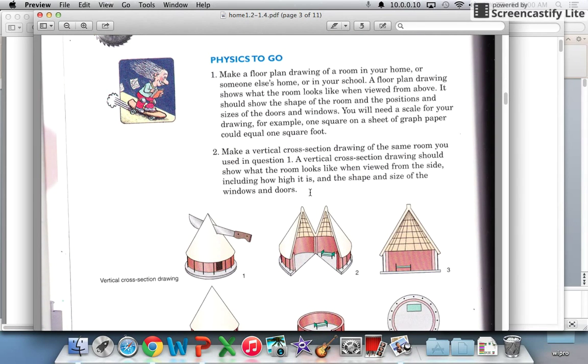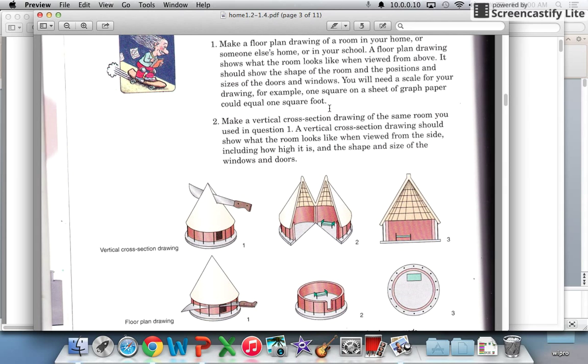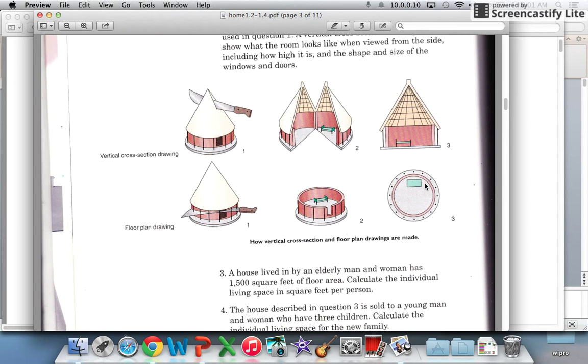Physics to go number 1 and number 2 is just practice for them of drawing a blueprint, using graph paper and a ruler, a scale of like 1 square for 1 foot, making it simple. They're just going to draw what they see here, a little blueprint of their room. This is a round example, but most students, I'm sure, live in a square or rectangular shaped room, so it should be pretty straightforward. So you just want them to practice that individually.